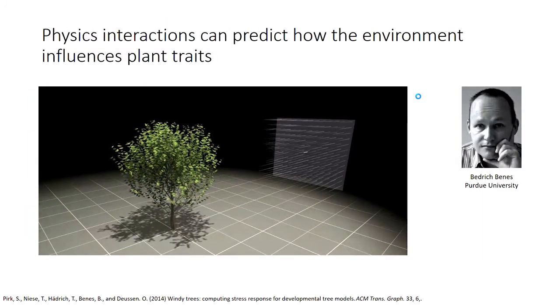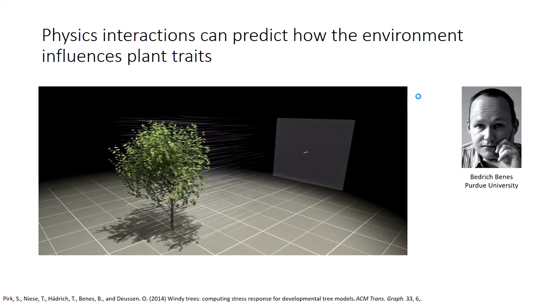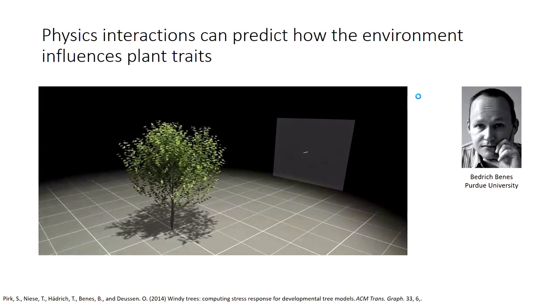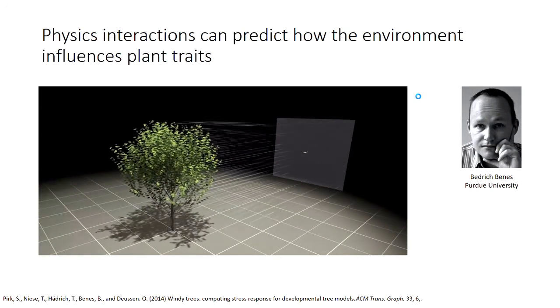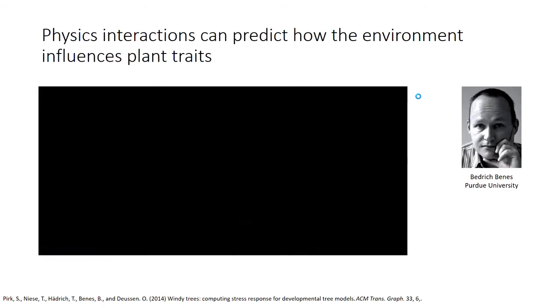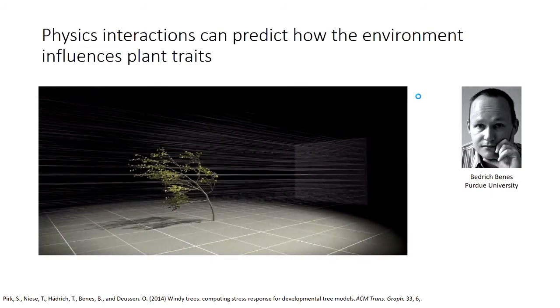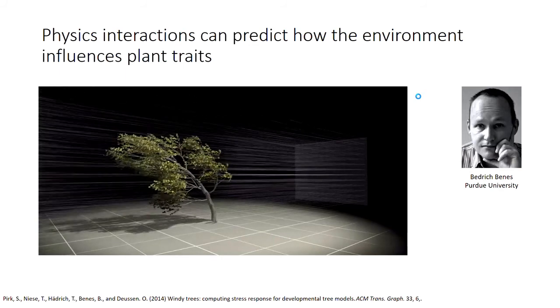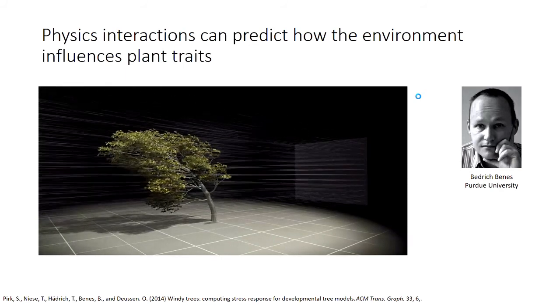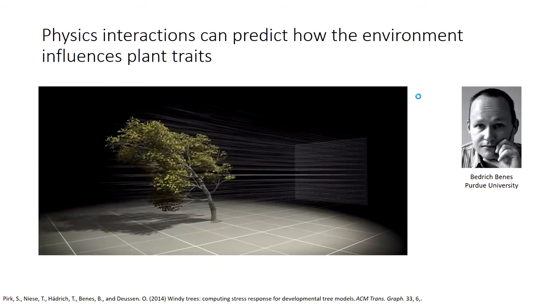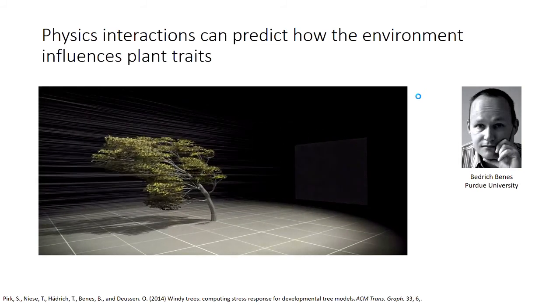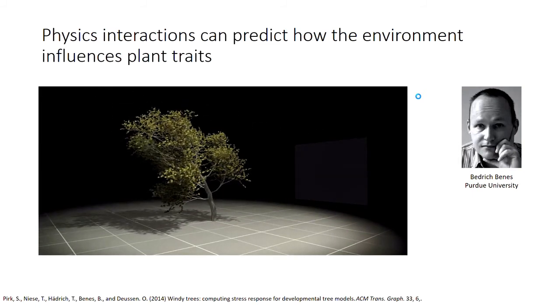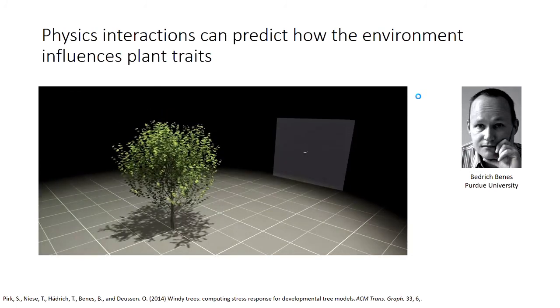And we're doing this in collaboration with a co-PI on the grant, Dr. Bedrich Benes at Purdue University, who in this example is using stress-based modeling on how wind can influence tree architecture over development. And really, what Bedrich has shown is that physics interactions can predict how the environment influences plant traits. So we now want to apply this type of modeling to our crop plants.